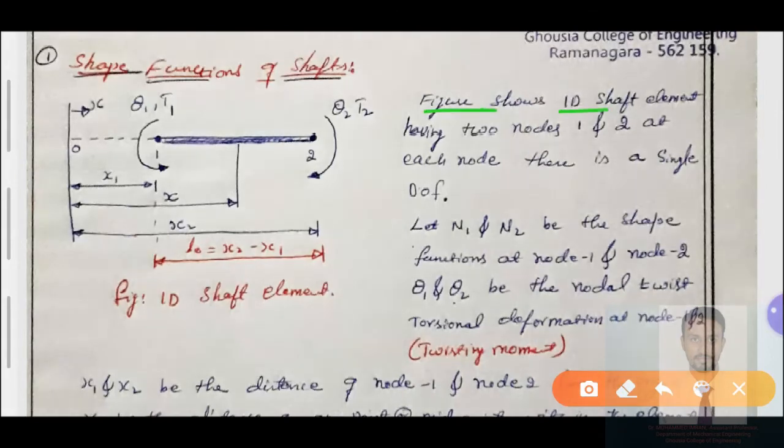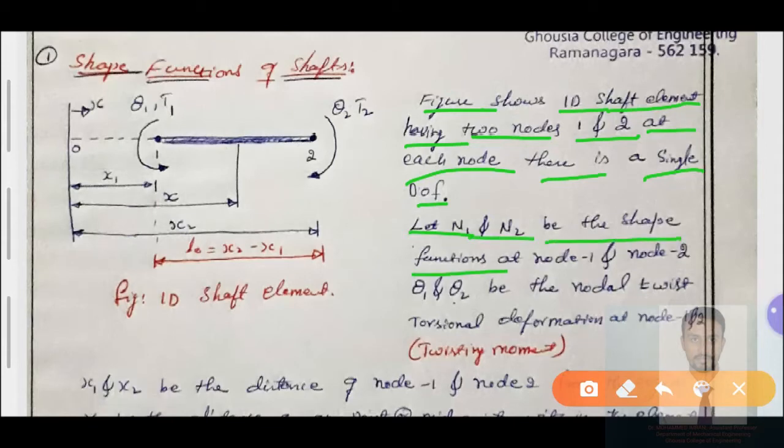To derive the shape function of the shaft element, consider a shaft element. The figure shows a 1D shaft element having two nodes 1 and 2. At each node there is a single degree of freedom. We are considering only a single degree of freedom at each node for a shaft element. Let N1 and N2 be the shape functions at node number 1 and node number 2. Theta 1 and theta 2 are the nodal twist, or torsional deformation, at node number 1 and 2.